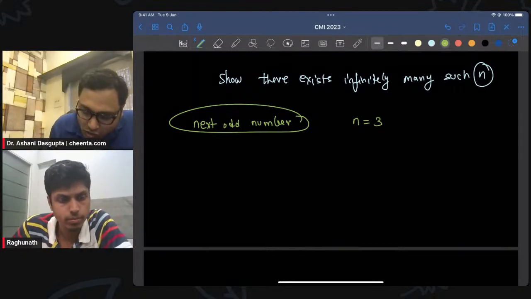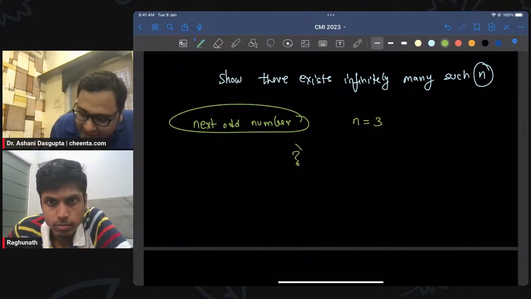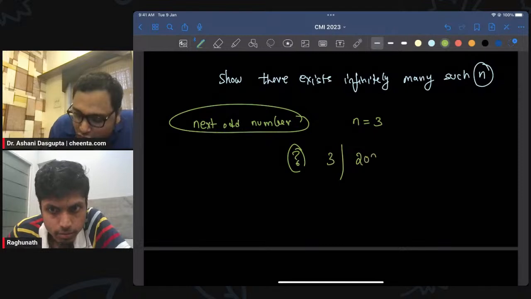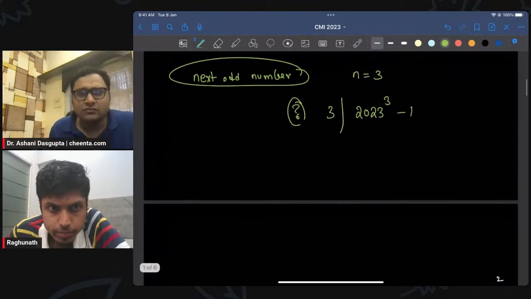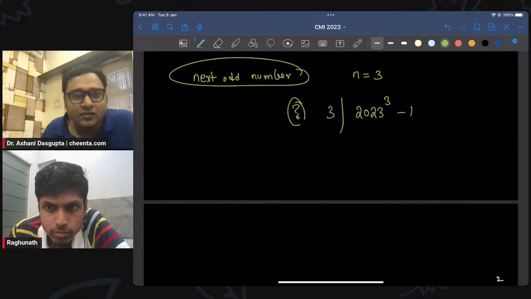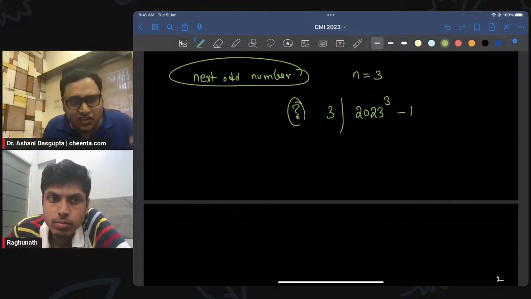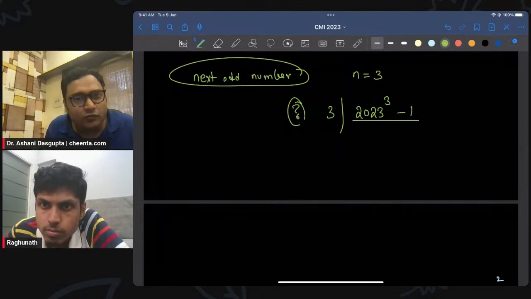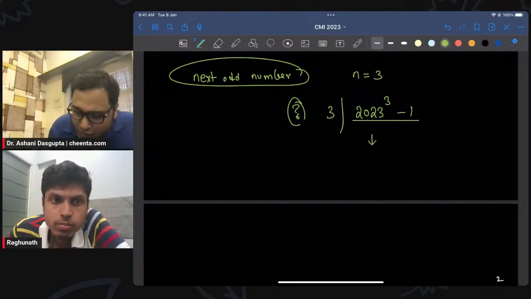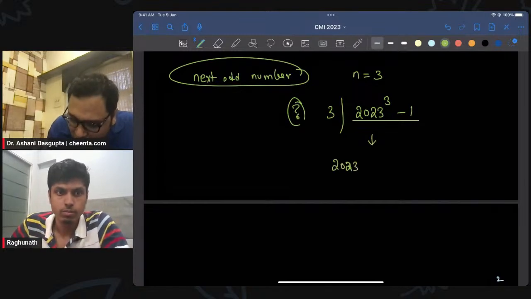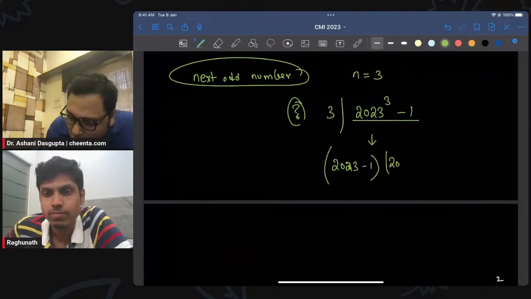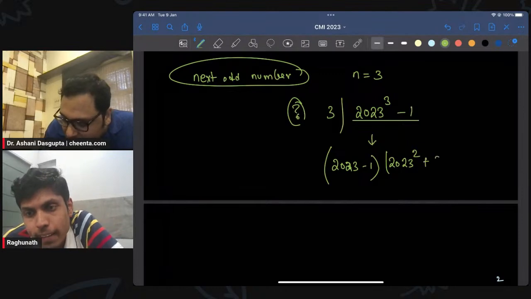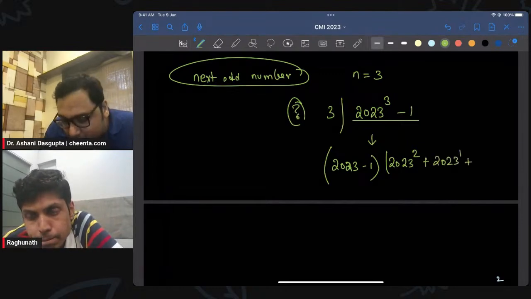Okay, so the question is, does 3 divide 2023 cubed minus 1? So we will easily see that it does. There are multiple ways of seeing it. You can do modular arithmetic. You can also do a factorization of this thing, 2023 cubed minus 1. So that would give you (2023 minus 1) times (2023 squared plus 2023 raised to the power 1 plus 1).